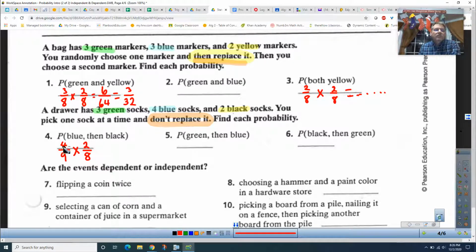Okay, and again, 2 times 4, 8, 9 times 8, 72, and you need to finish that off. Okay, green. So that's going to be what? 3 out of 9, and then what? 4 out of 8. Okay, so you get the idea there. So when you don't replace, that means these numbers on the second ones are going to change.